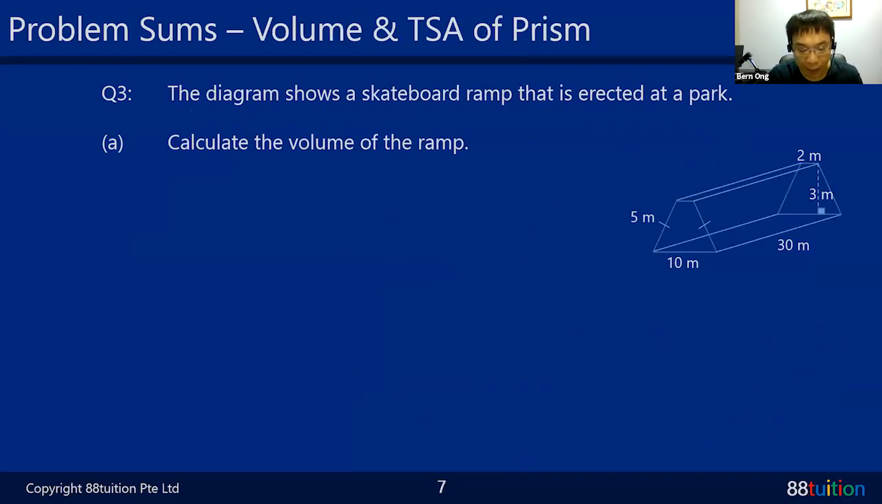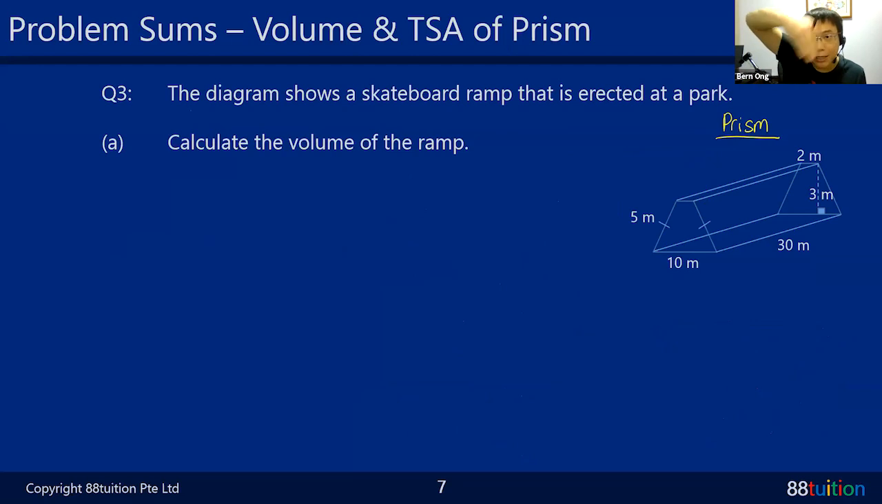So down here, what do you have? The diagram shows a skateboard ramp that's coming out from a park. You know those tricks that you all do? Never mind. Calculate the volume. Volume means everything. Hey, what is this? Is this a prism? That's my question. Is this a prism? Yes, it is.